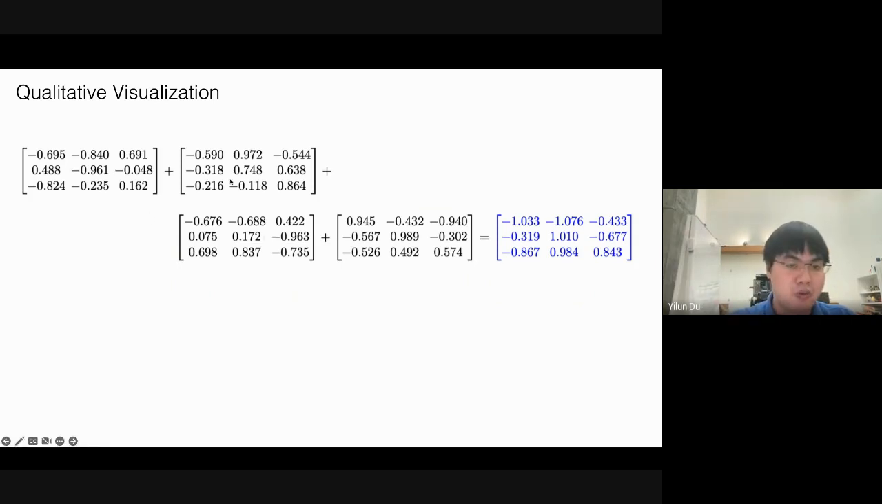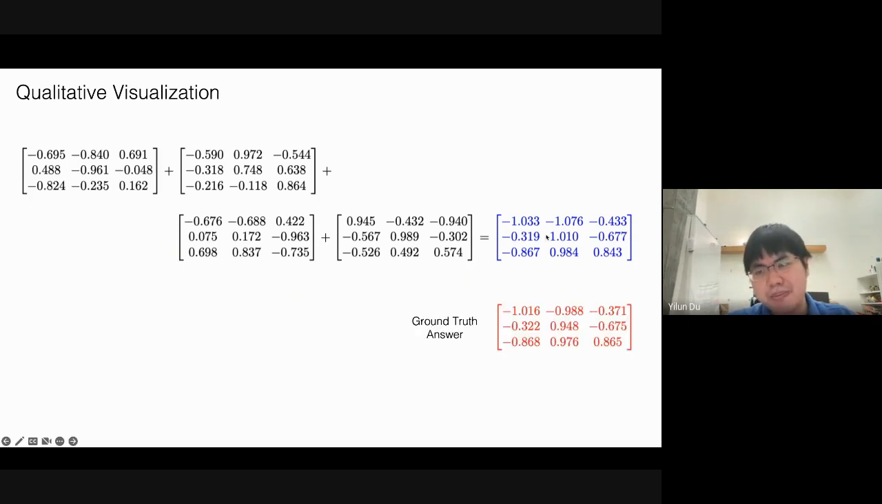Here's an example. Here we added four matrices. These are just the first 9 entries of 400. And here are the final solutions you get. They're not perfect, but they're relatively close compared to the ground truth answers of -1 and -0.32 and so forth.